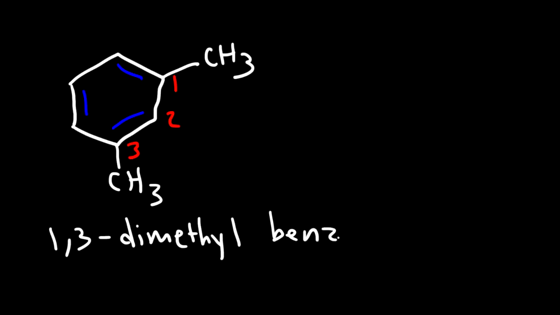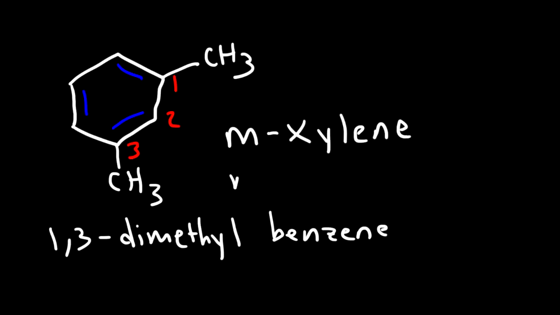or we know that 1, 3 is the same as meta, so we could say this is meta xylene. You could write it as M-xylene, or you can actually write out meta xylene. So both ways are acceptable.